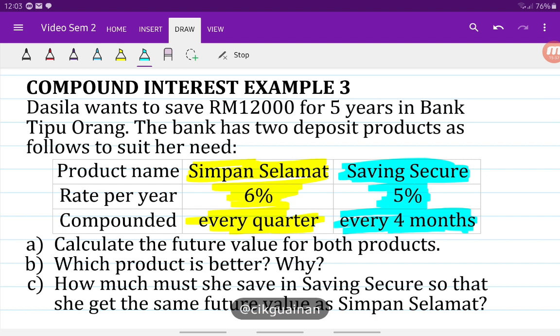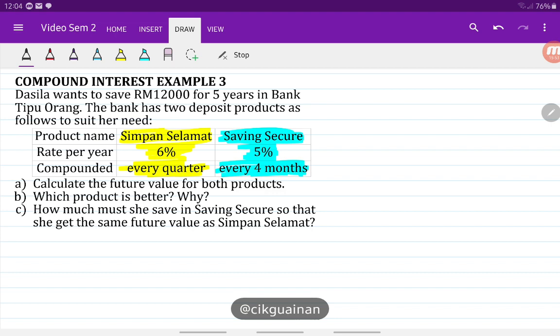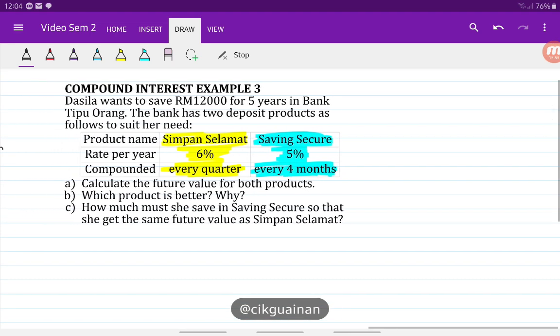The first question is: calculate the future value for both products. Which product is better? Why? And how much must she save in Saving Secure so that she gets the same future value as Simpan Selamat? Okay, we do A first. Maybe I make it small like this.